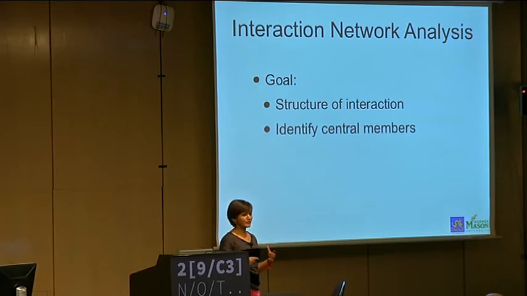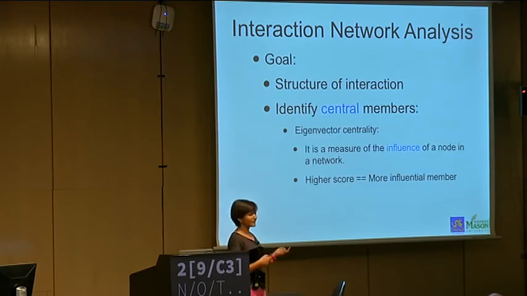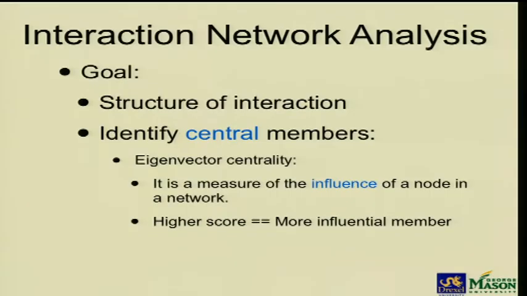So after you create a graph of each forum, there are many cool ways to find the central nodes in a network. We used eigenvector centrality. Eigenvector centrality is a way to find influential nodes in the network. So the higher the centrality score, the more influential you are as a member in the forum.